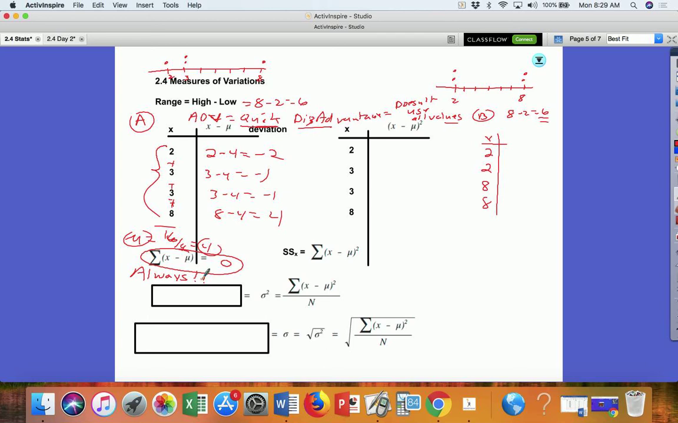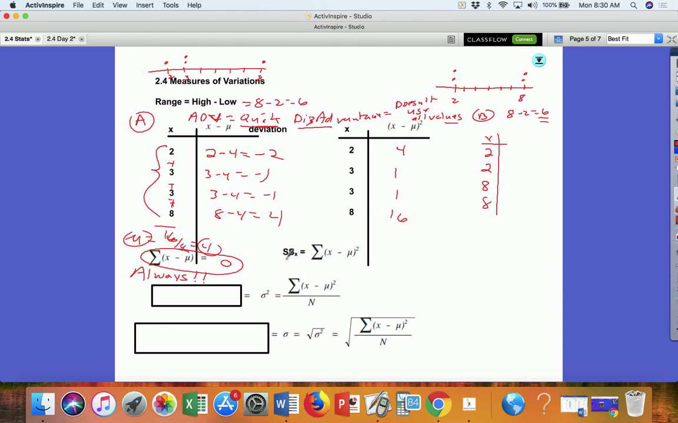There are other ways of doing it, but what we do is take the deviations and square them, because what happens when you square a number? It's always going to be positive. So this is your deviations. Let's take that deviation and square it. So 4, 1, 1, 16. Now that's not always going to be 0. That's always going to be a positive value.